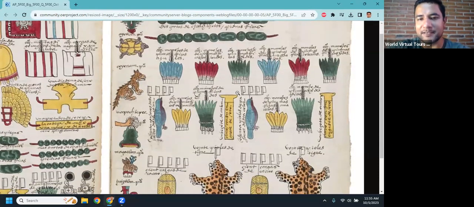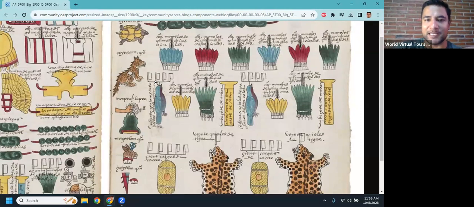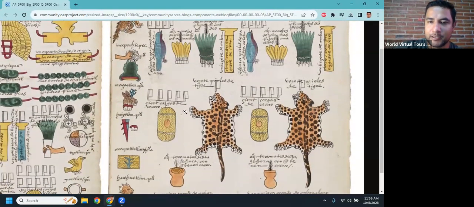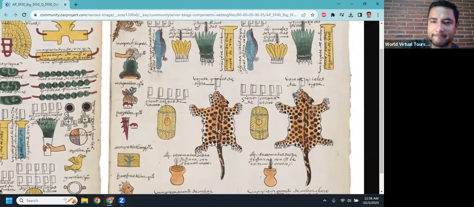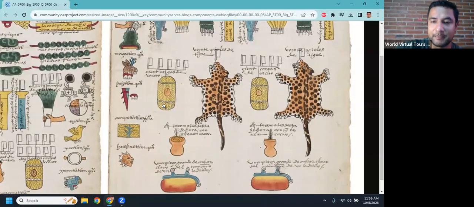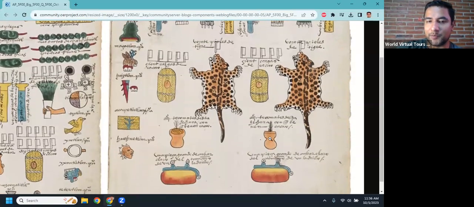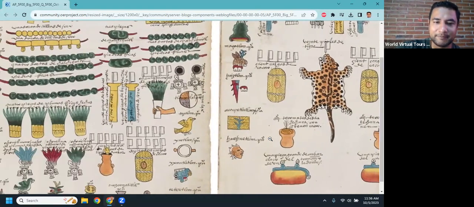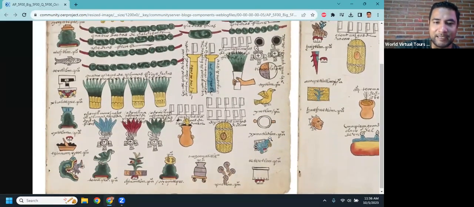What are taxes? They are asking here, for example, for 80 birds like this, 20 jaguar skin, 100 bags of cocoa, 400 pottery items, and we see all the items around.